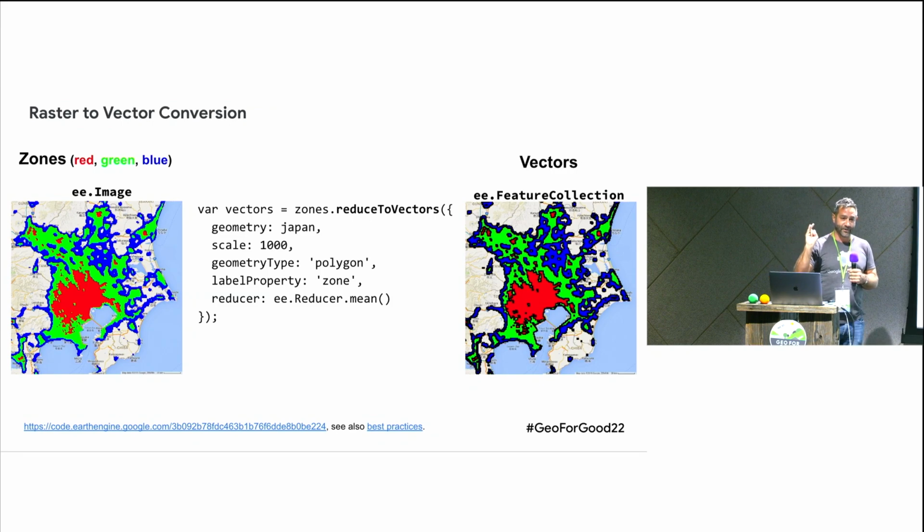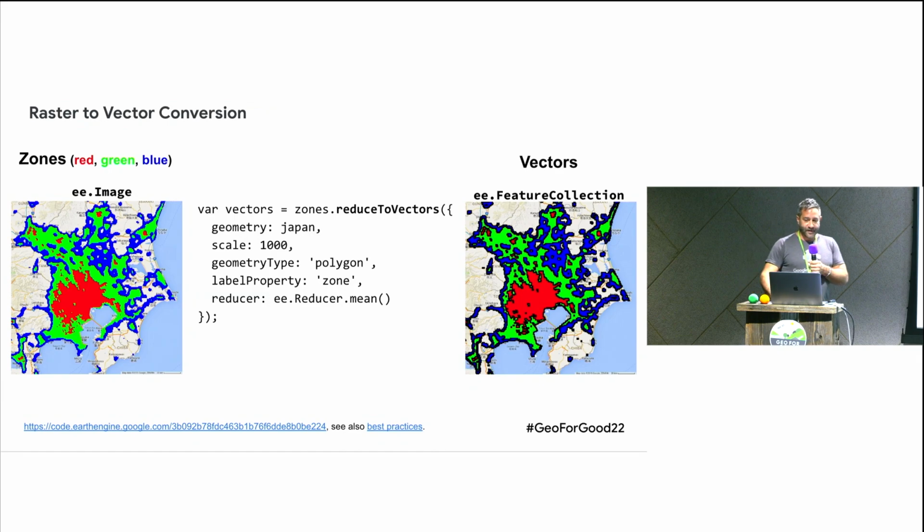Tile scale is not meters. Tile scale is the size of the tiles that are being used for computation in the background. So don't confuse scale with tile scale. Scale is in meters, tile scale is the factor by which you want to chop up your input tiles. Okay.